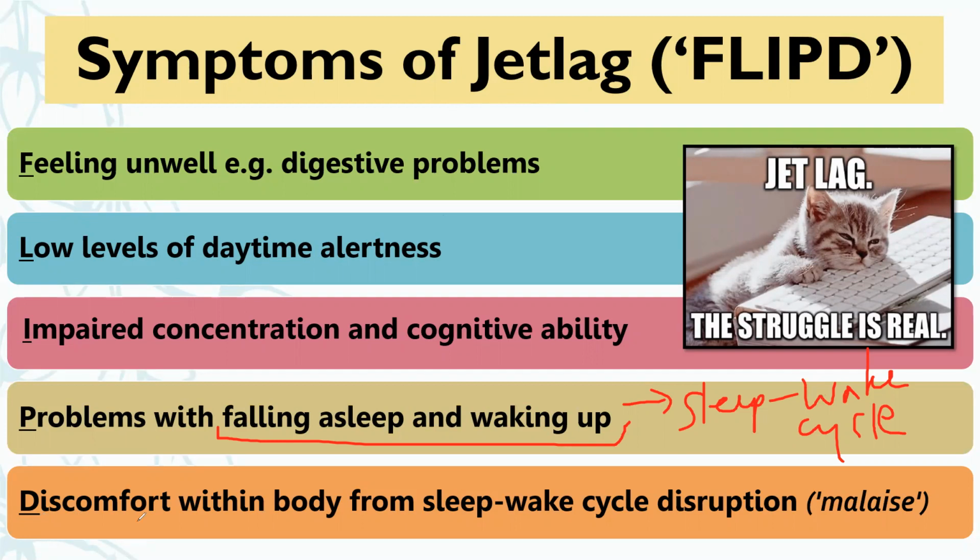And the D is for discomfort. So obviously discomfort within the body from sleep-wake cycle disruption. So this is that blah feeling that we all get when we have jet lag. It's like, oh, I feel so disgusting, blah, blah, blah. The fancy way of saying blah, blah is malaise. Okay, so malaise is the general feeling of discomfort and that basically unpleasant feeling that you have.